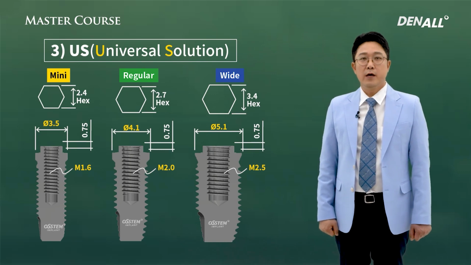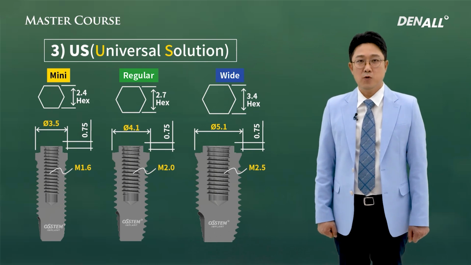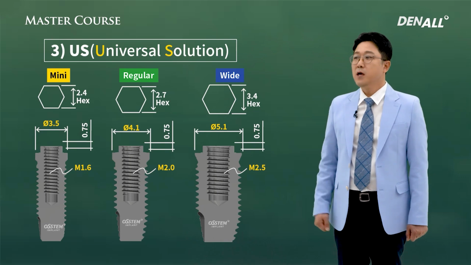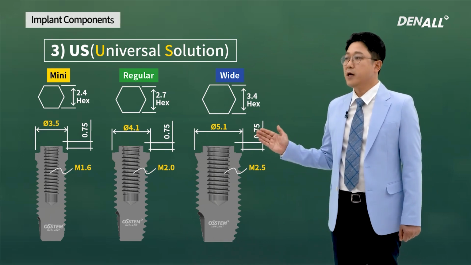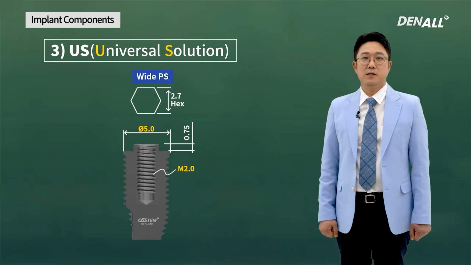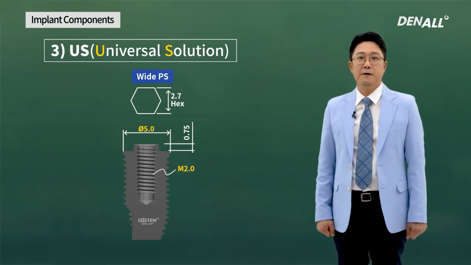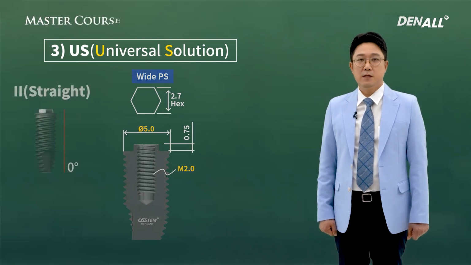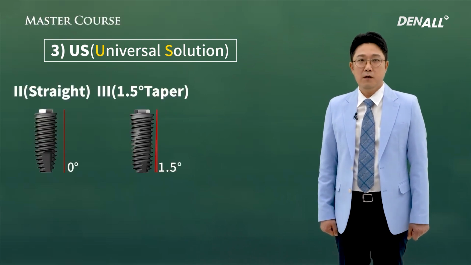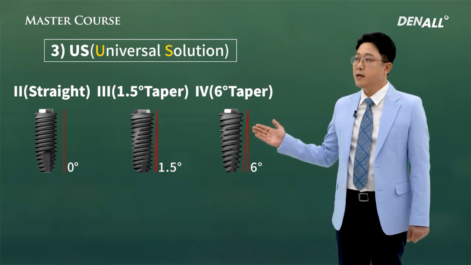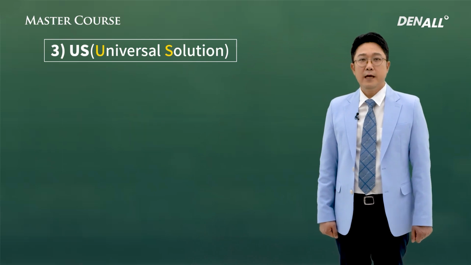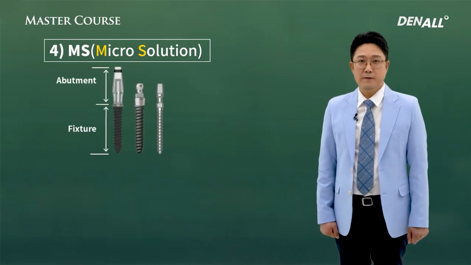In the case of wide, you can connect a regular abutment and do platform switching. Those kinds of fixtures are available. In this case, you need to do pre-op diagnosis, and if you're planning to use US fixture and do platform switching, you need to choose wide fixture and do surgery. US fixture's body type, like TS, can be divided into straight, 1.5 degree taper, and 6 degree taper. There are 3 types. Next, let's look at MS implant.